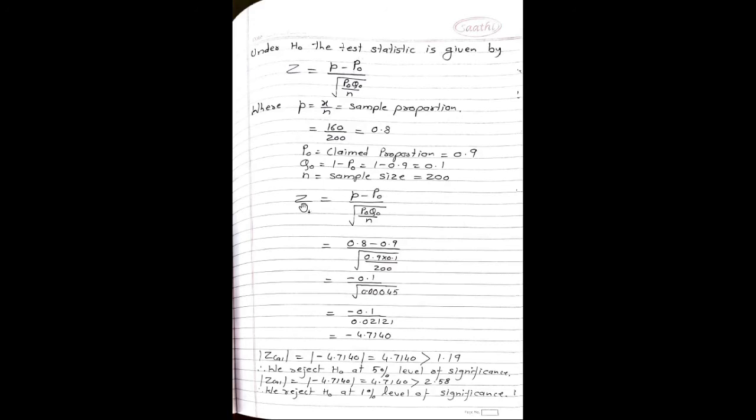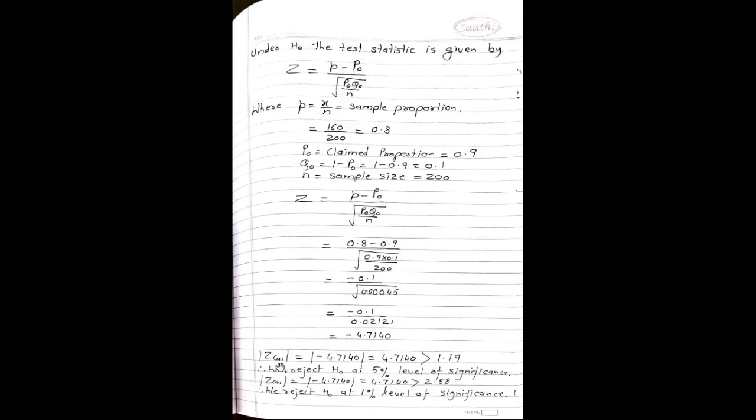See the formula, the test statistic Z can be written as P minus P naught upon square root of P naught Q naught upon N, which is equal to 0.8 minus 0.9 divided by square root of 0.9 into 0.1 upon 200, which is equal to minus 0.1 divided by 0.00045, which is equal to minus 0.1 upon 0.02121. So if we perform the division, the answer is minus 4.7140.